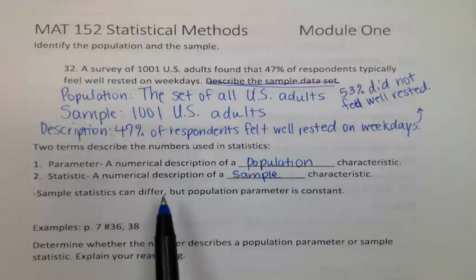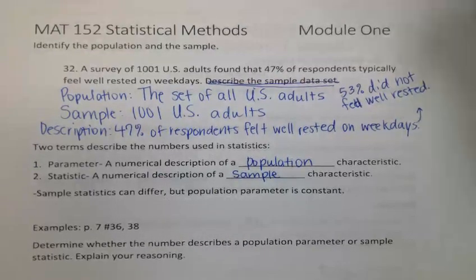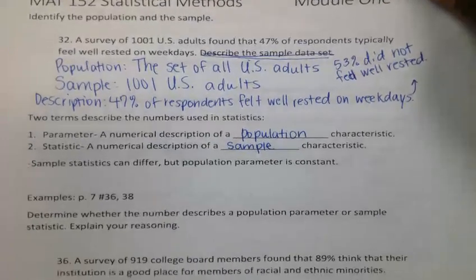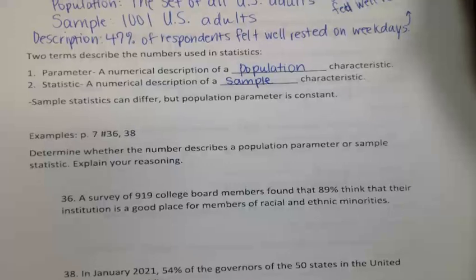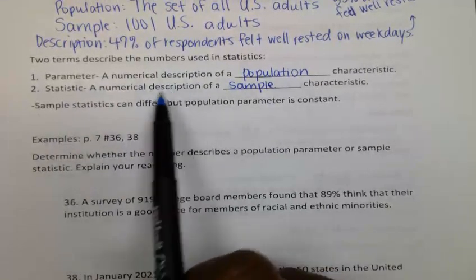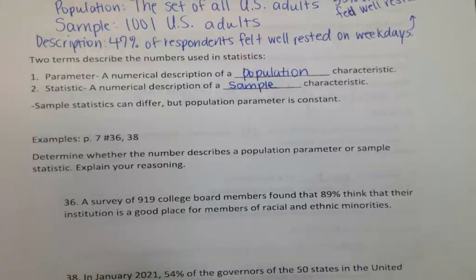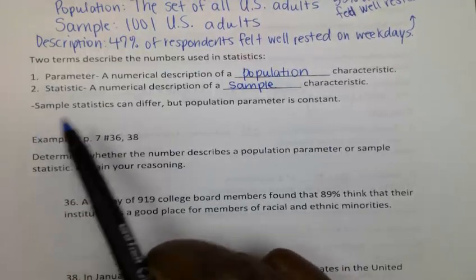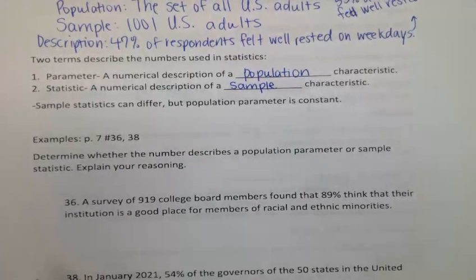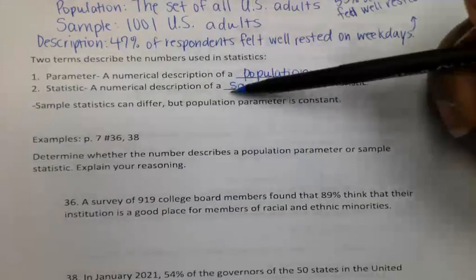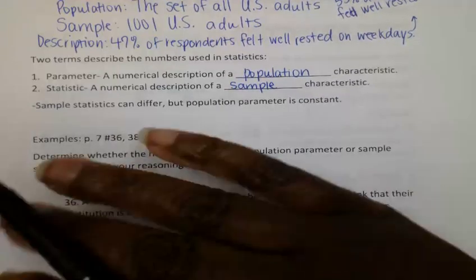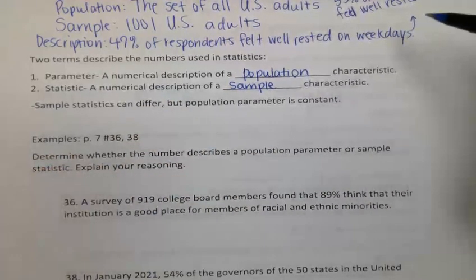All right, sample statistics can differ, but population parameter is constant. So let's think about that. Why would that be? I hear you thinking. The sample can vary because we're taking a group. It depends on what group you've taken. That's why there is so much room for difference. But with the population, it doesn't matter how many times I run those numbers, I'm going to get the same answer every single time. So that's why it's constant. Samples can have a little bit of wiggle room. It can be different, but population, it cannot. Okay.